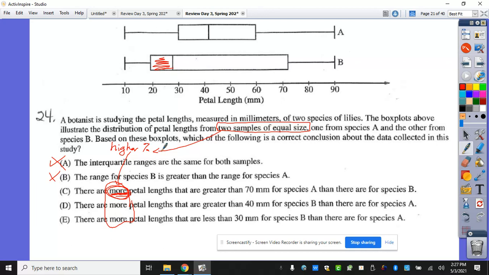So now, off of that side note, now that I know I can directly compare these because of the two equal sample sizes, let's talk about it like percent because it makes more sense. What percent do I know in species A that are greater than 70 millimeters? A little less than 25%. A little more than 25%, because this is 25%. So a little more. Oh wait, A, yes.